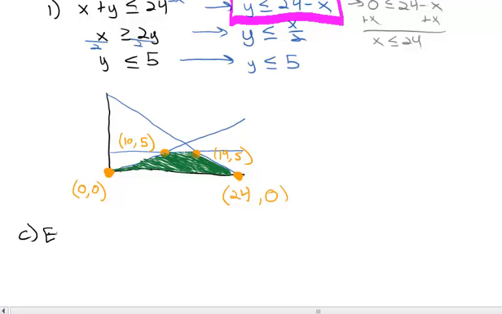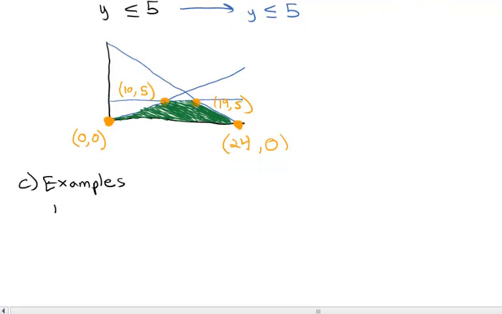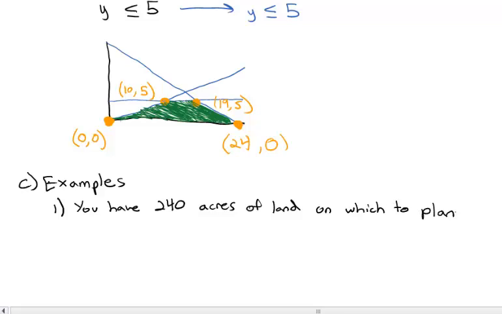Let's actually do some examples. We'll do one maximum example and one minimum example. How about this? Let's say you have 240 acres of land on which to plant corn and oats. You have 320 hours of labor available.